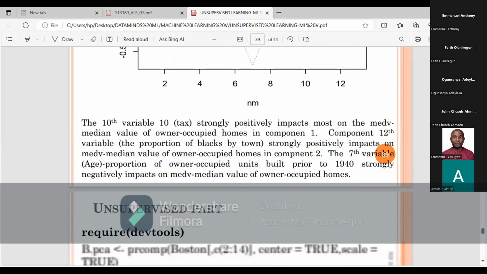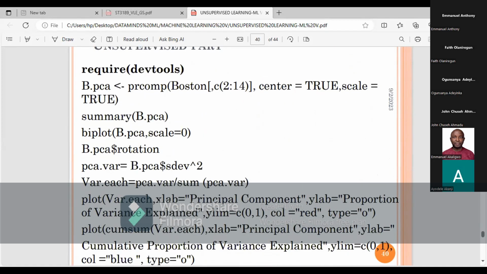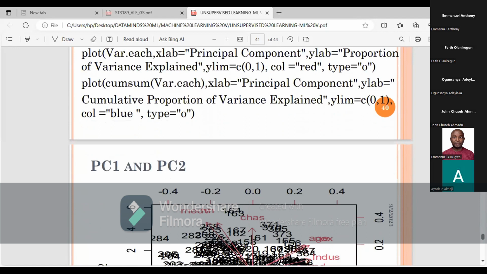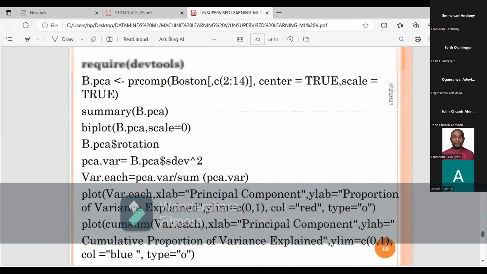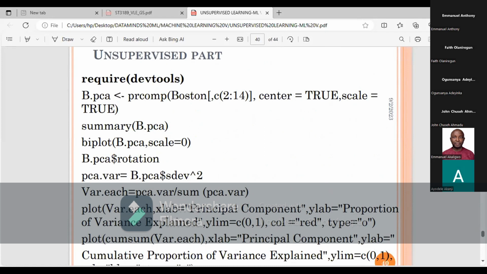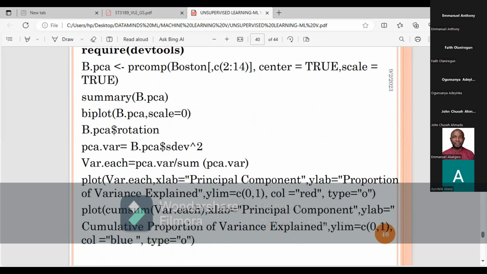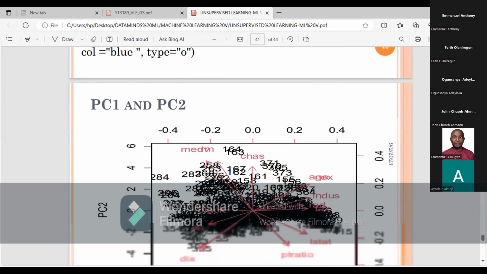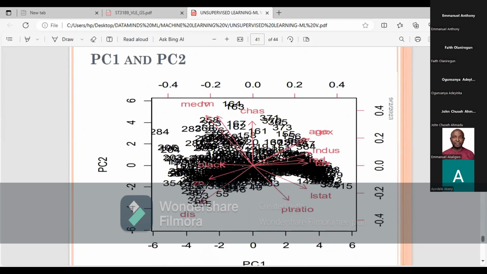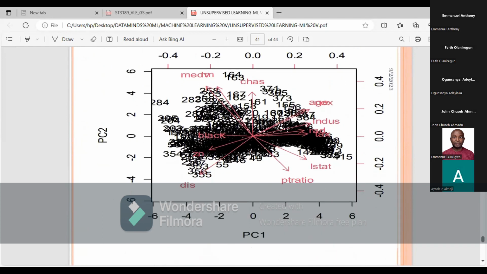So now the unsupervised part. We have the scripts described here. You can see the script, our dev tools are required there. Then we can see they already defined components 2 to 14, considered a total of 13 variables. So at the end of the day, we have a description in different components.